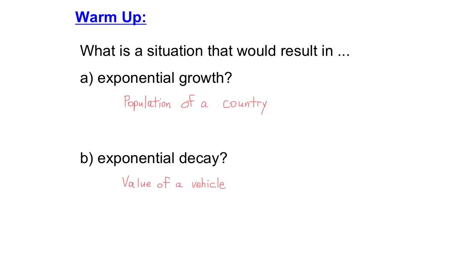It's hard to go over every single example that would work, but here's two. For exponential growth, the population of a country. It's going to keep increasing faster and faster and faster as more and more people are born and immigration and all that. Exponential decay would be something like the value of a vehicle. It starts expensive and then gets less and less and less value as it gets older.